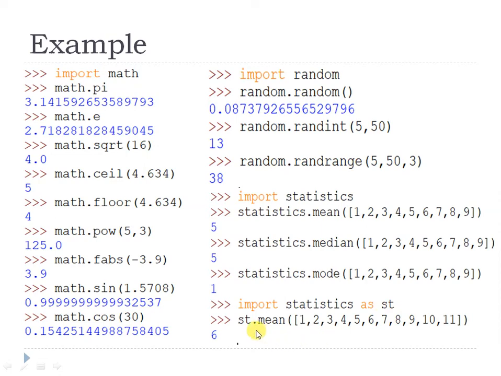Then you can use it like this: st.mean, and you can give the data sequence. So this is how you import a particular module. You can just give import followed by the name of the module, or you can give it a name for yourself, but this name will only be available for the program in which you are writing. If you close the program and reopen Python, then this name cannot be used. So this is all about using the modules in your program.